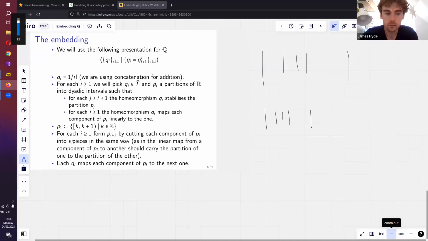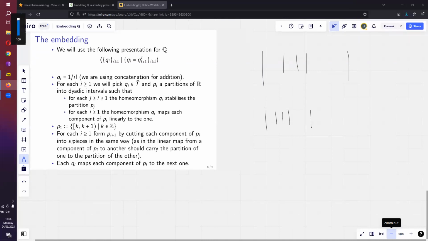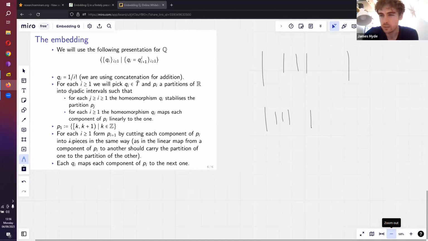So could you repeat that? So A semi-direct Z where A is locally cyclic. Locally cyclic means what? Subgroup of Q. Oh, I see. I don't think so. Okay, cool. Okay, I see.